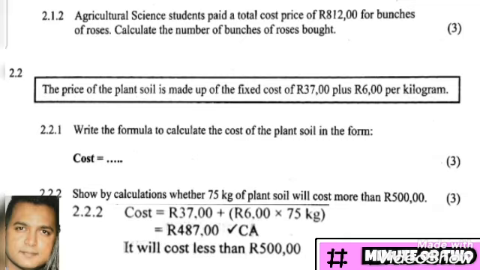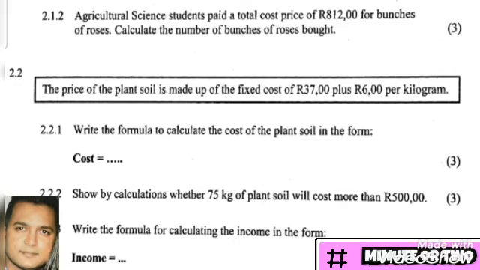Now, if you look at the question in 2.2.2, it says 75 kilograms. So if we substitute this into that formula, we'll have 37 Rand plus 6 Rand times 75 kgs, and we put this in our calculator and we'll arrive at an answer of 487 Rand. Now therefore it will cost less than 500 Rand. It is common in the maths exams for them to ask you to justify your answer. So make sure that you don't forget to add in your concluding statement where required, so that you could get an additional mark towards your final paper mark.